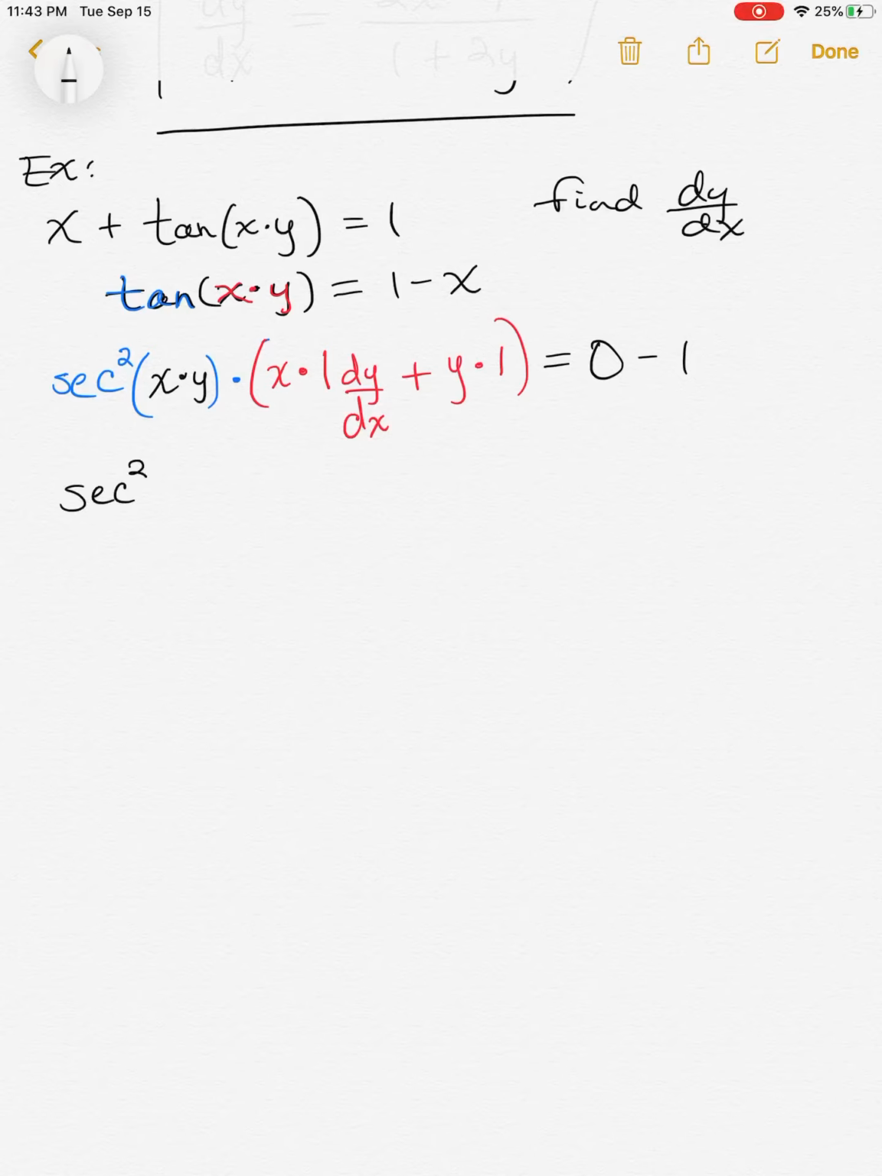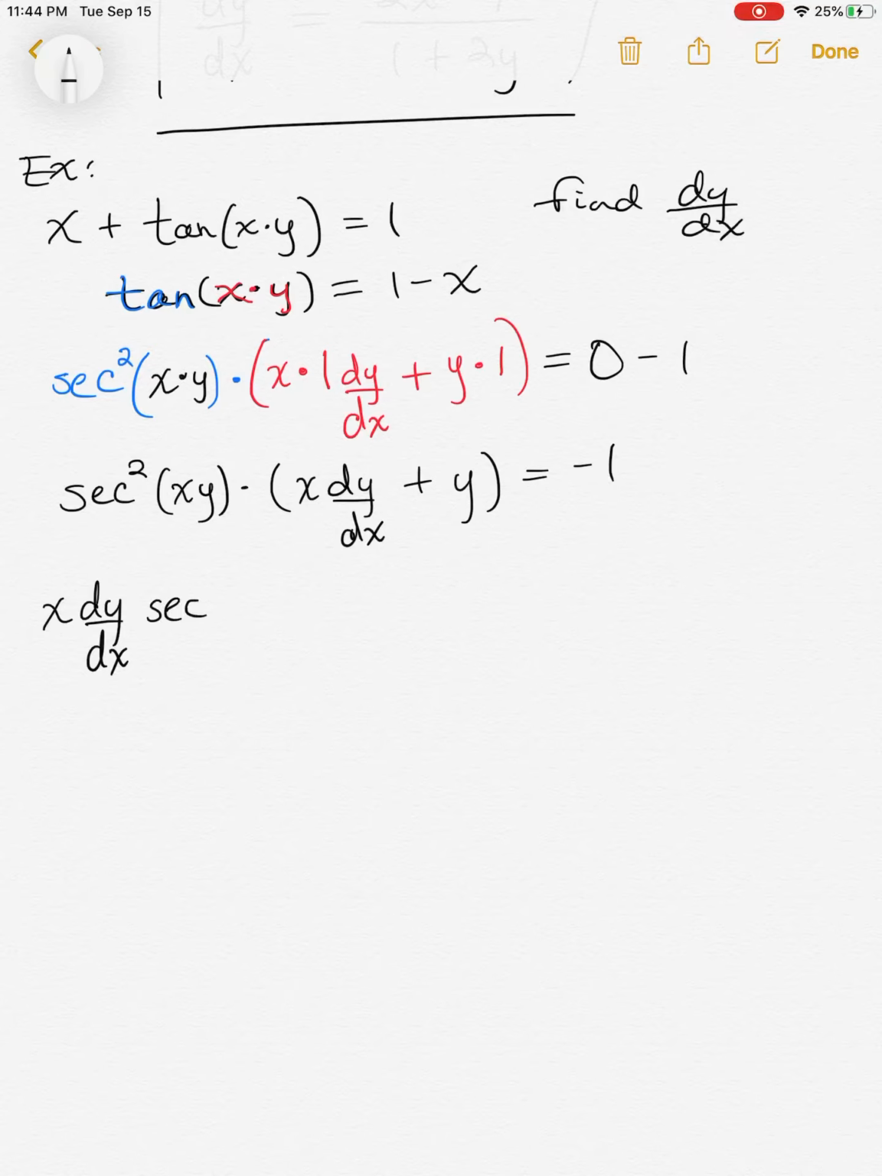So we have secant squared(xy) times (x dy/dx + y) equals negative 1. All right, so we got some stuff we need to be doing. We're going to go ahead and distribute this thing right quick. We have x, that's x dy/dx, secant squared(xy).